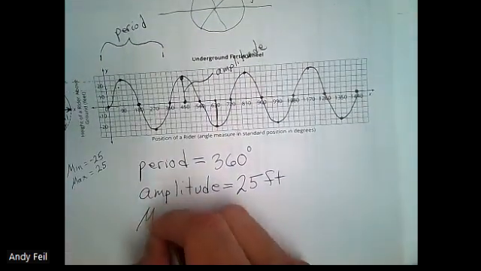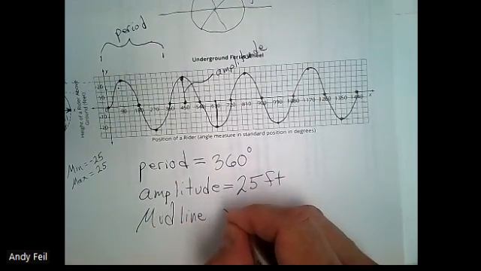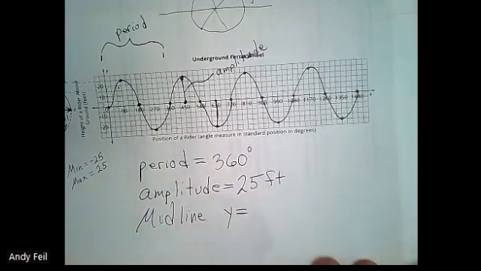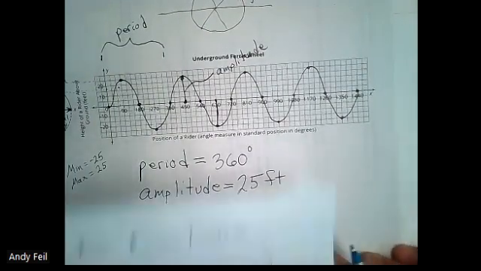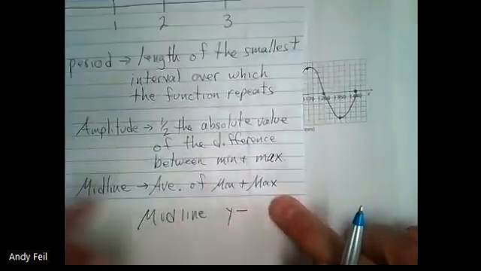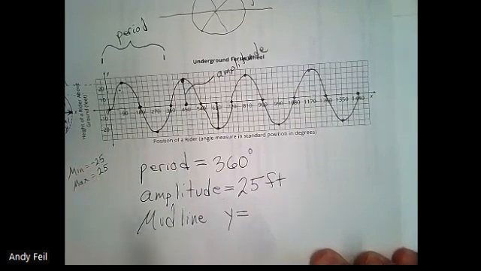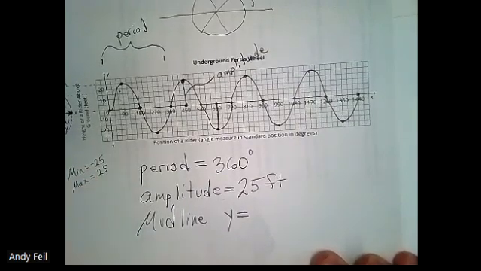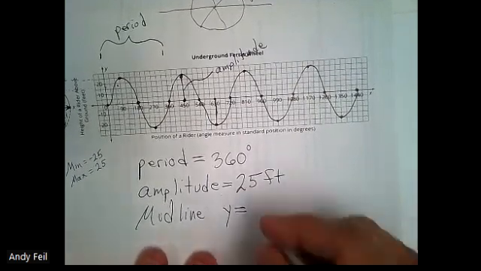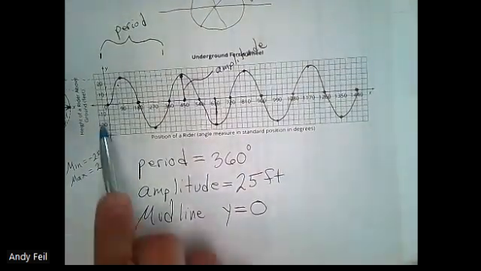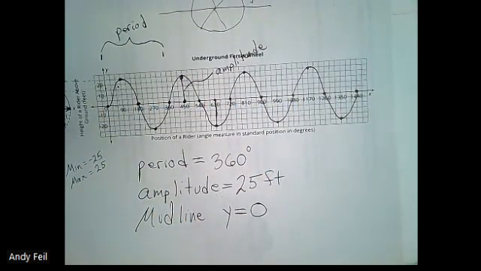And what is the midline? The y equals what? What line is halfway between? Well, what was the midline? The midline, it says here, is the average of the minimum and the maximum. So if the minimum is negative 25 and the maximum is positive 25, then where's the midline? Y equals what? 0. 0 is halfway between. And isn't that the line that goes right down the middle? That's it.